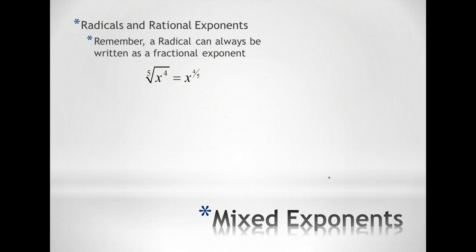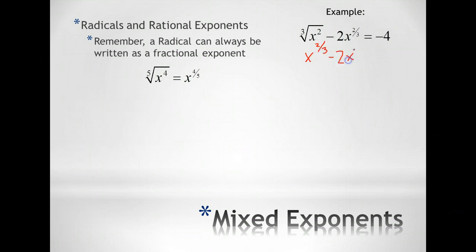Radical and rational exponents. Now again, this is just a reminder. I can rewrite something with a radical as a rational exponent. So why is that useful? Well, look at this problem here. This has a mixture of radical and rational exponents, which isn't helpful. You need to make them both the same. You can make them both radicals, or you can make them both rational exponents. Now I'm going to make them both rational exponents.